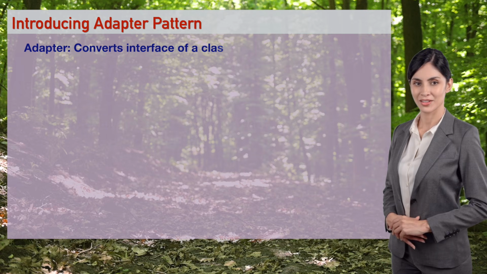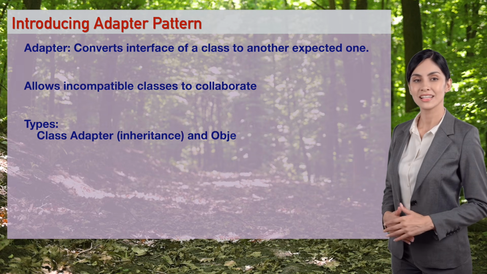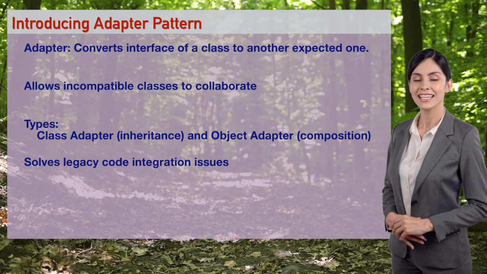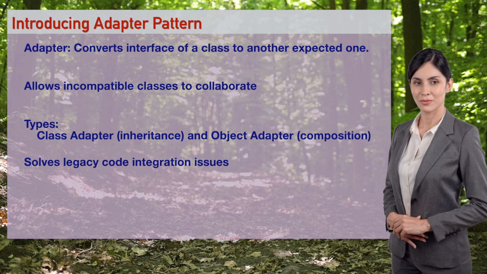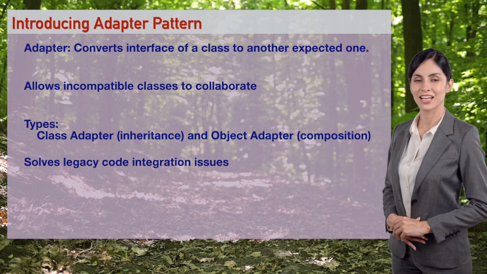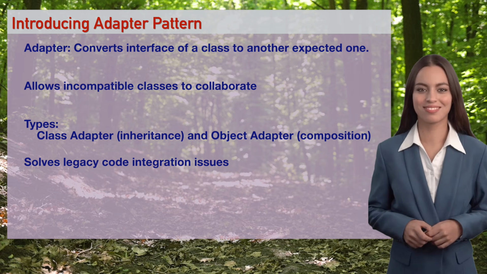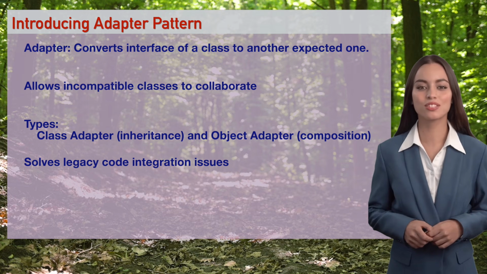Starting with the adapter pattern, it converts the interface of one class into another that a client expects, enabling classes with incompatible interfaces to work together seamlessly. There are two main types: class adapter using inheritance and object adapter using composition, with the latter being more flexible in many languages. This is particularly useful for integrating legacy code or third-party libraries without major overhauls. Like a universal plug adapter, it makes things connect where they otherwise wouldn't.